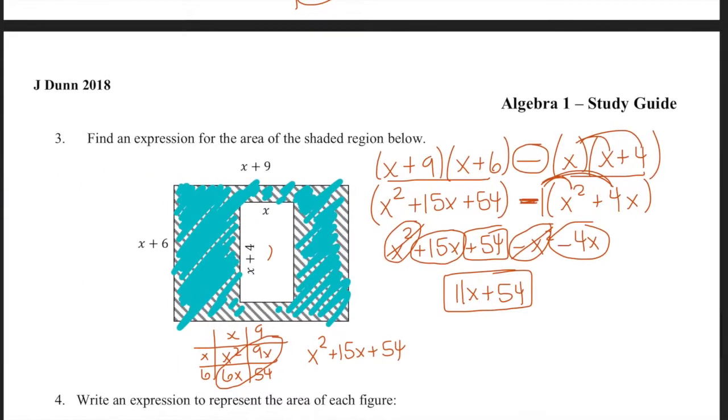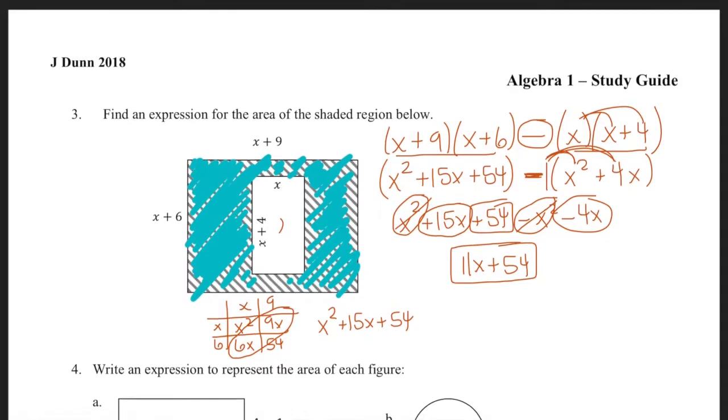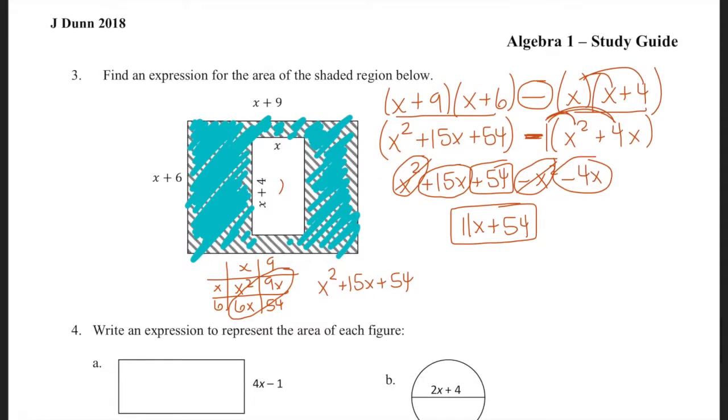You guys should have done shaded area in 7th extended last year. If you can't remember, it's always basically the area of the outside shape minus the area of the inside shape. And when it's rectangles, it's length times width minus length times width. Okay, if you have a different shape, then you have to use a different area formula.